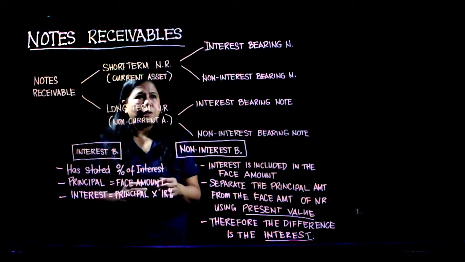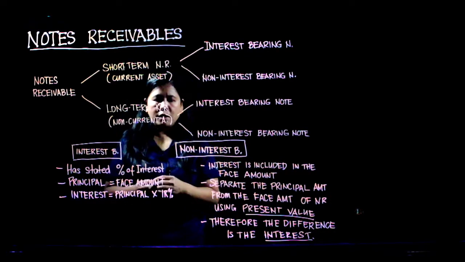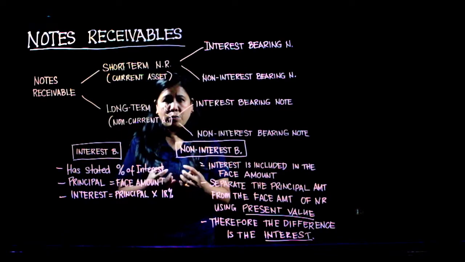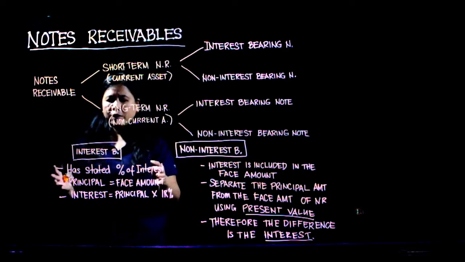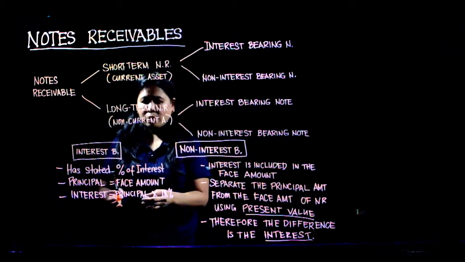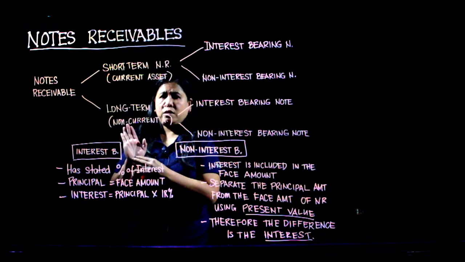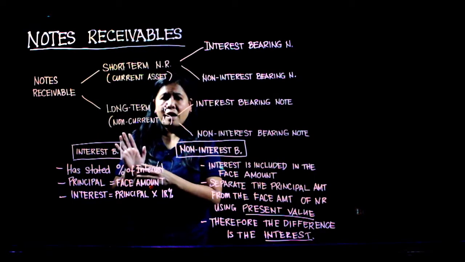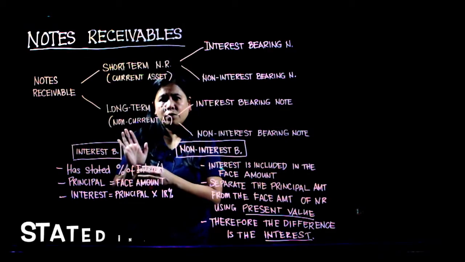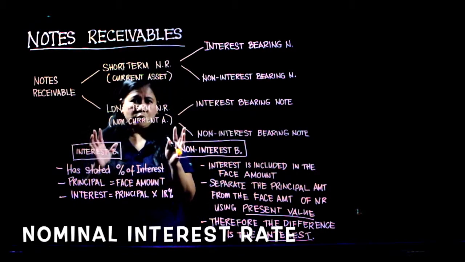What is the face amount? The face amount is the amount stated on the promissory note. It is the amount the payee is going to receive from the maker. On the interest-bearing note, the interest is calculated as the principal amount times the interest rate. Whatever the stated interest rate on the promissory note, that rate is called the stated interest rate, or also the nominal interest rate. Those two are the same.